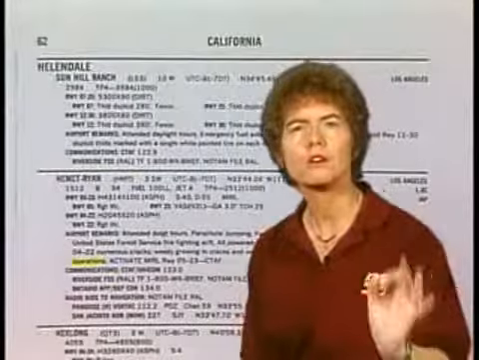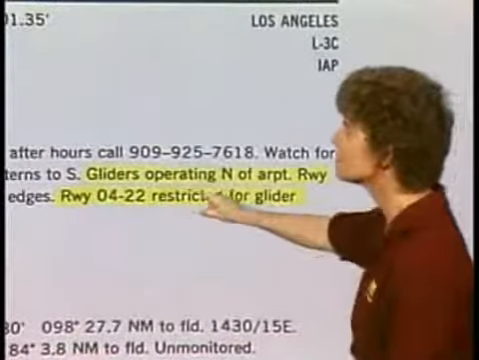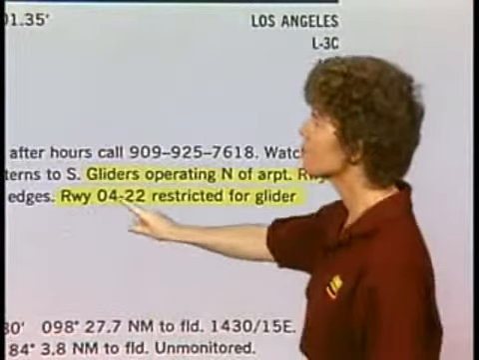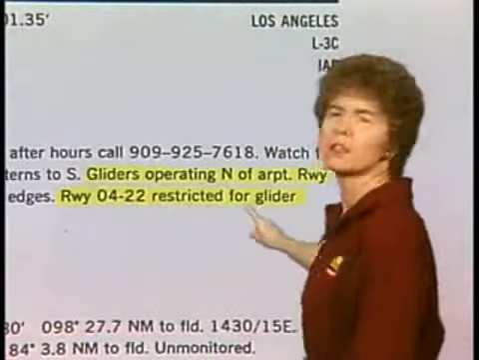For the detail on that, you go to your airport facility directory, and when you look Hemet up, it says gliders will be operating north of the Hemet Airport, and runway 4-22 is restricted for glider operations. Now, for some of these operations, you have to have air traffic control authorization or approval before you do them, in particular types of airspace.